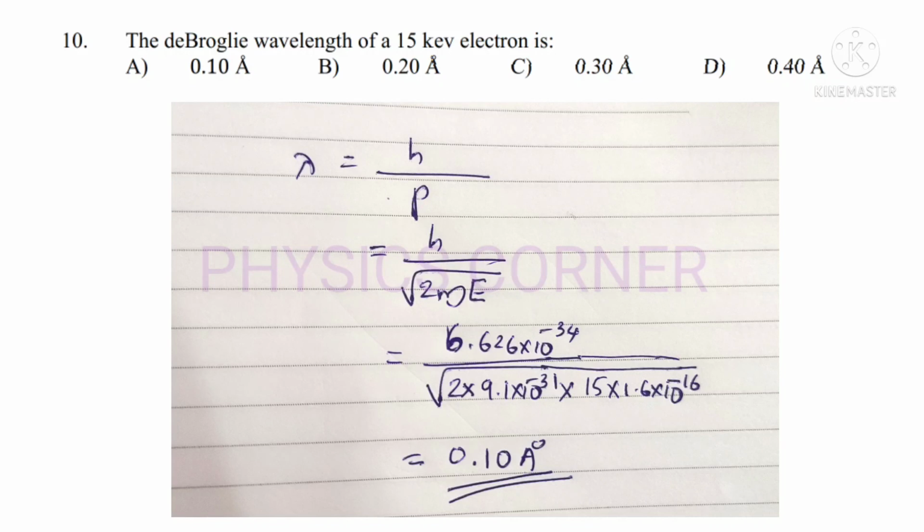and we have 15 kilo electron volt, right? So it's 15 into 10 raised to 3. That's why I have written 1.6 into 10 raised to minus 16 here. Okay, so after the substitutions and calculations, we will get de Broglie wavelength lambda as 0.10 angstrom, option A.